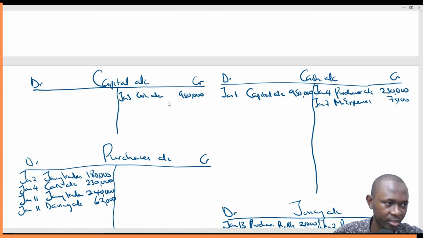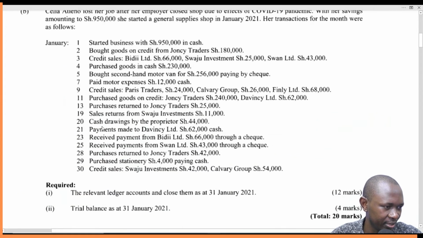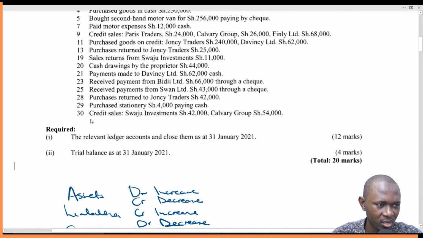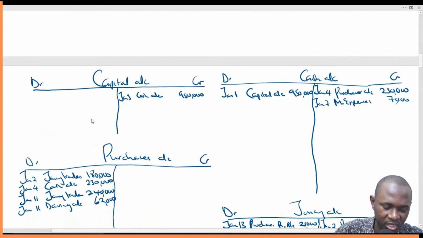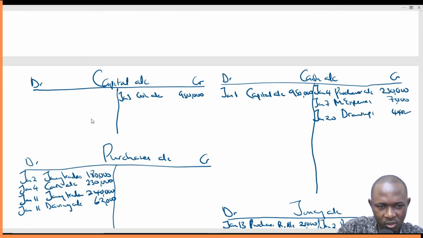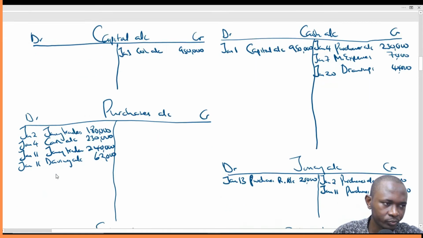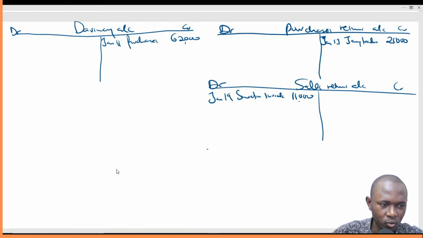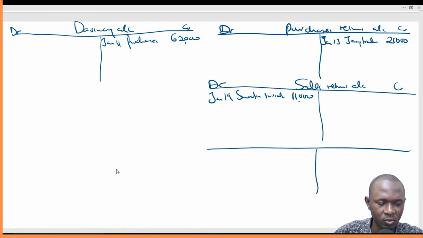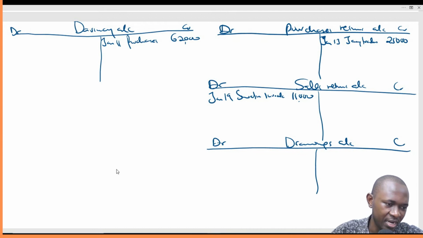So you simply come here. We are withdrawing cash. This is the 20th by the proprietor for 44,000. So you simply come under the cash account because we already have a cash account. Just fill it here. January 20th, drawings by the proprietor. The amount is 44,000. And then we open what we call the drawings account, with credit and debit.